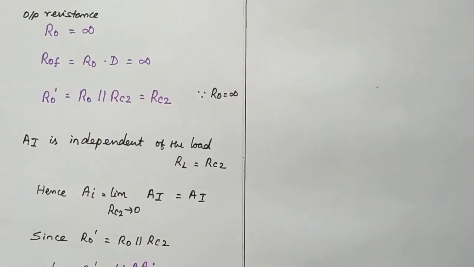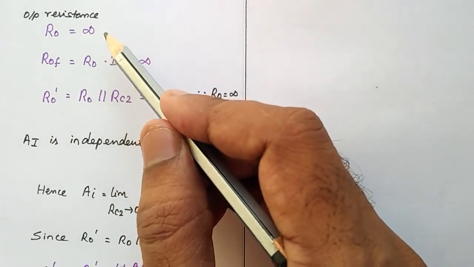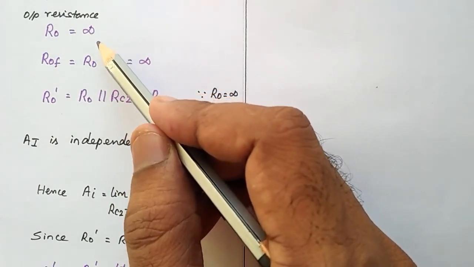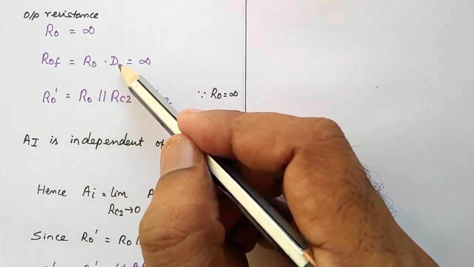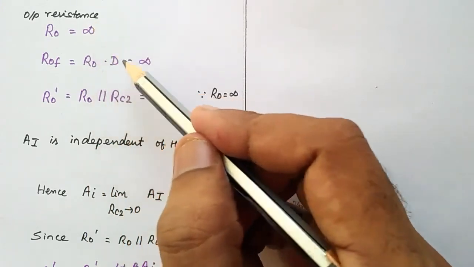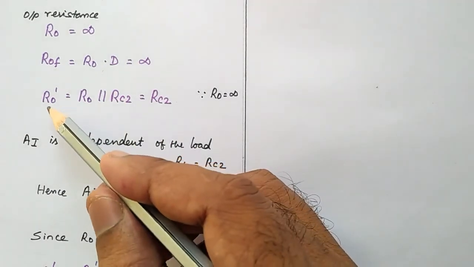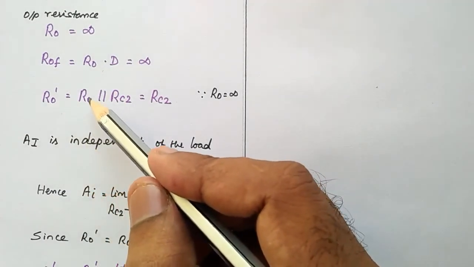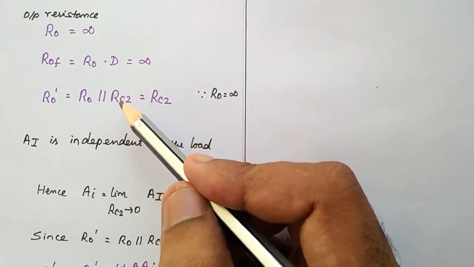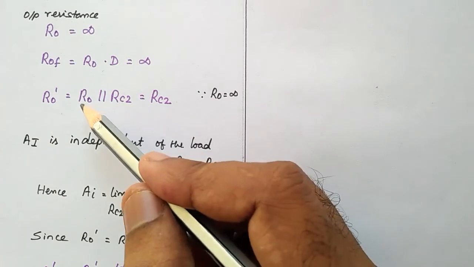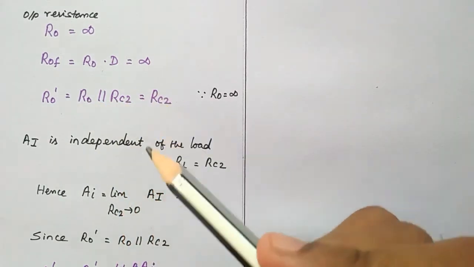The next parameter we find is output resistance. Generally for a common emitter amplifier, the output resistance is considered infinity because of the Early voltage effect. Hence ROF is the product of the output resistance and the desensitivity factor. Already we know R0 is equal to infinity, hence ROF also gives the infinity value. The next step, we have to find RO dash. RO dash is the parallel combination of R0 and the load resistance. Here the load resistance is the collector resistance of the second transistor. So by making infinity parallel with RC2, finally we get the RC2 value.